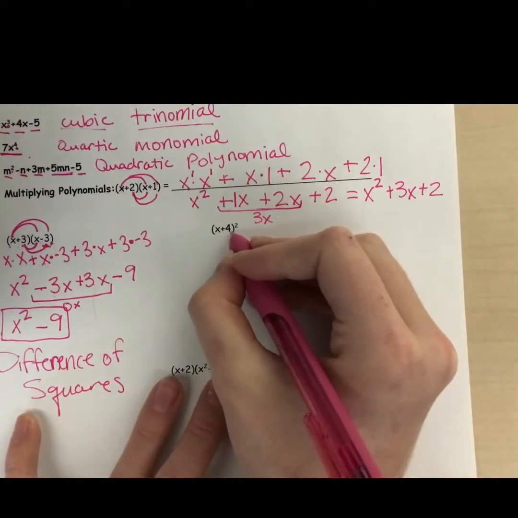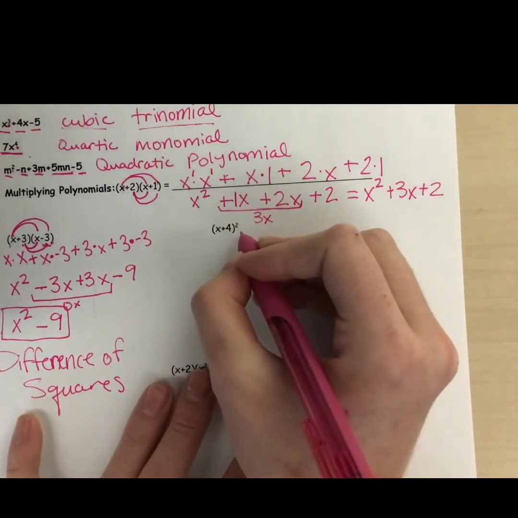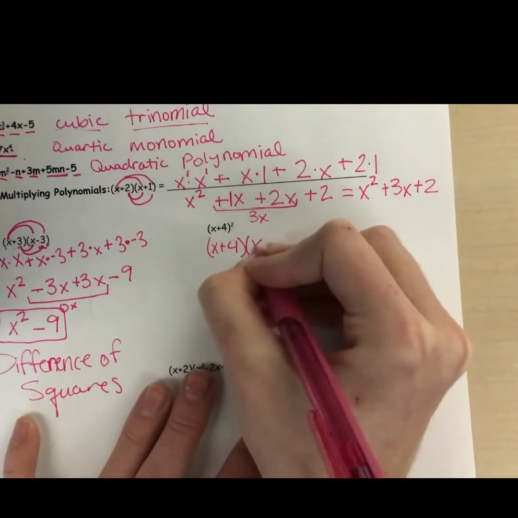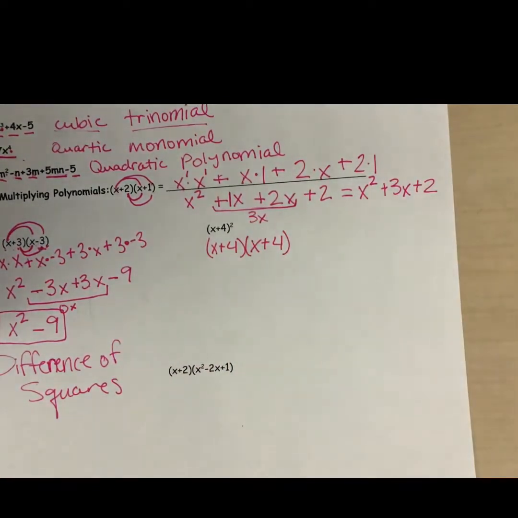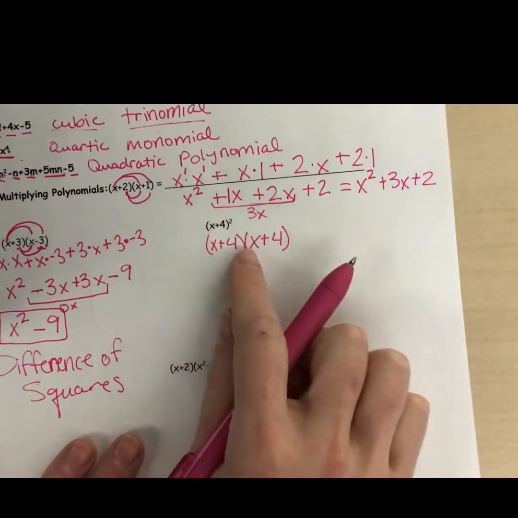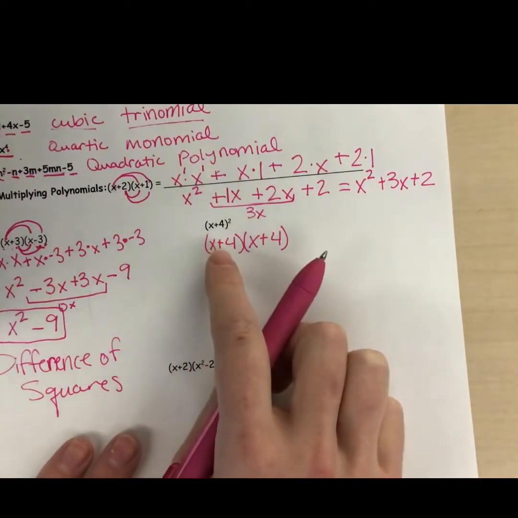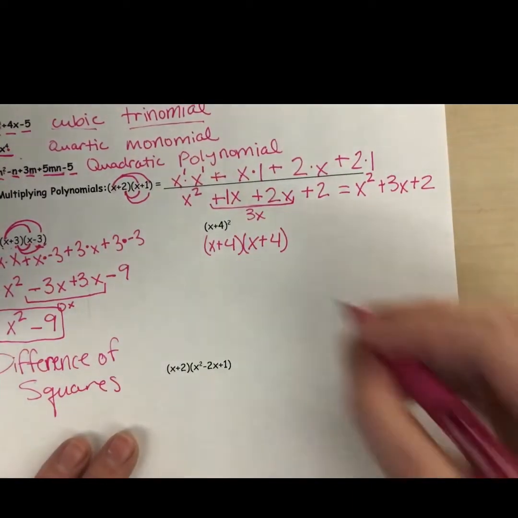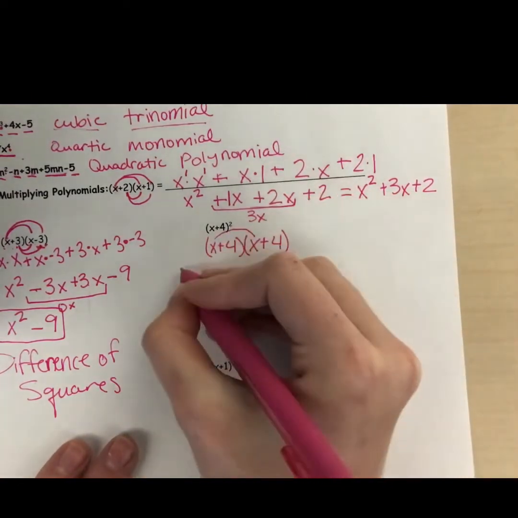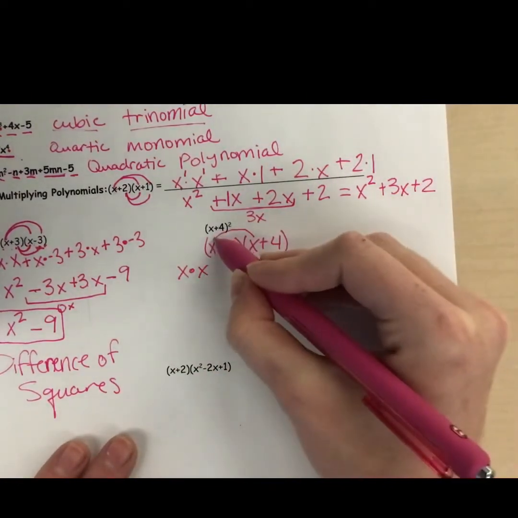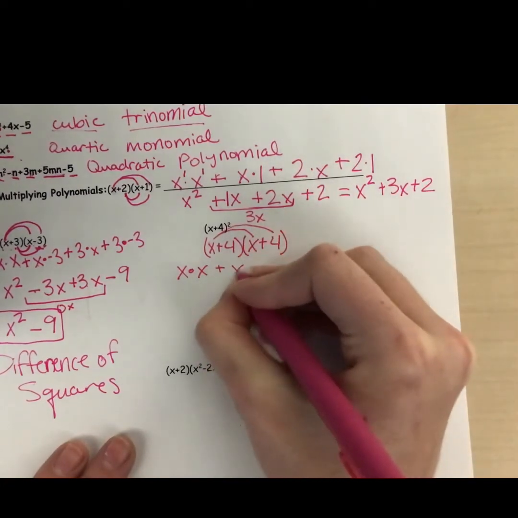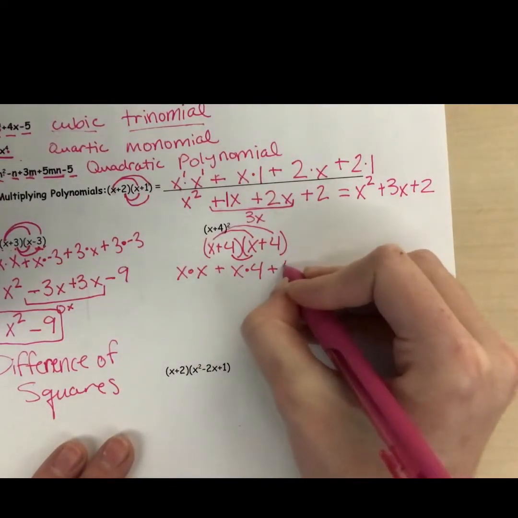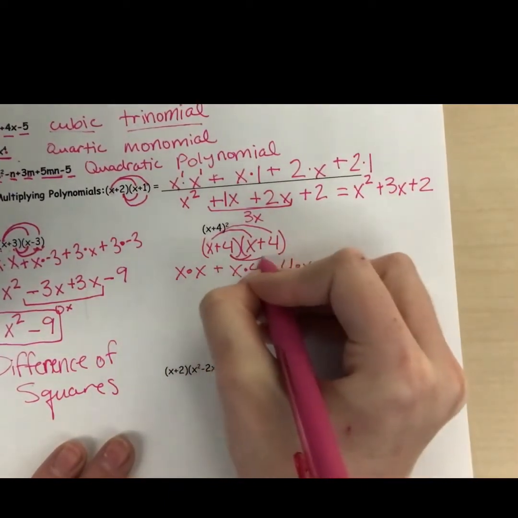2 tells us that we have x plus 4 times itself once. So we have x plus 4 times x plus 4. We rewrite it out as itself twice multiplied together. So now that I have two binomials, I can actually multiply those using the same methods we've been using. So I'm going to take x times x, and then x times 4. Now I take my second term, 4 times x, and 4 times 4.